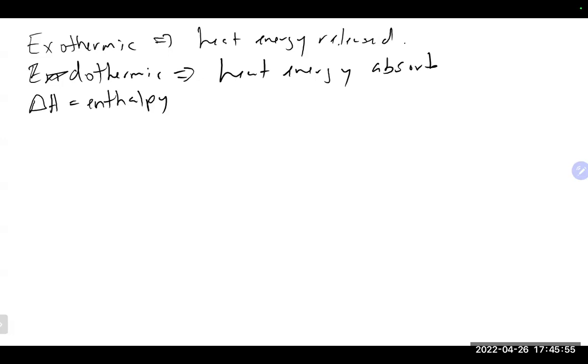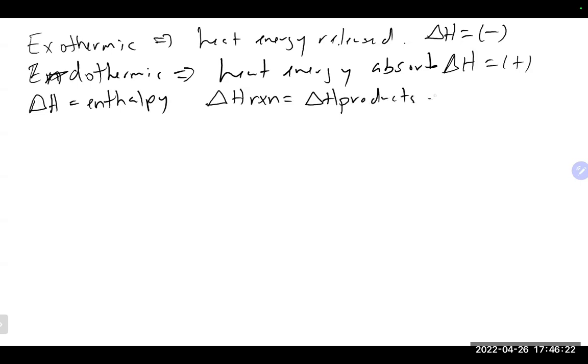And if it is an exothermic reaction, the delta H and pretty much all energy values will be a negative value. If it is an endothermic process, the delta H and pretty much all energy values will end up being a positive number. One way that we can calculate the enthalpy of a reaction is that the delta H of the reaction is equal to the delta H of our products minus the delta H of our reactants.